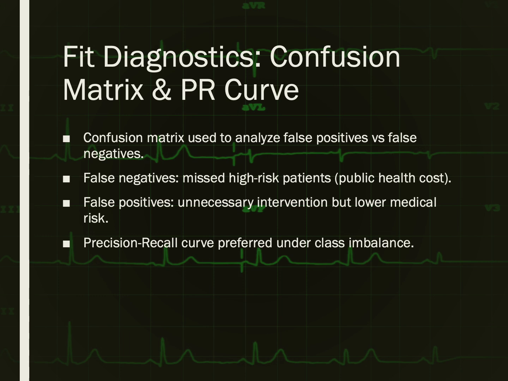This strategic trade-off is exactly why I heavily relied on the precision recall curve, which is shown here. The PR curve is highly preferred under severe class imbalance because it focuses specifically on the positive minority class. It helped me visually pinpoint exactly where my F1 score peaks before precision drops too drastically.